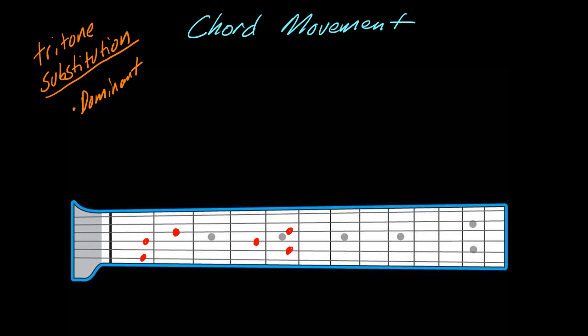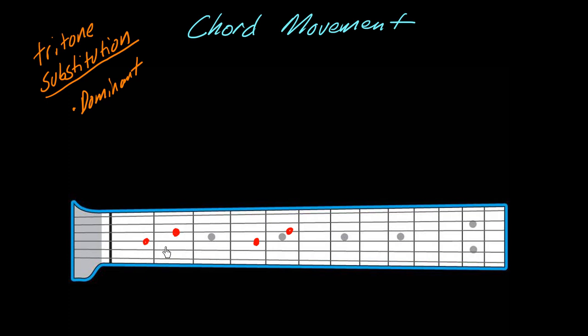So regardless if the dominant chord's root is on the E string or on the A string, I want you to see this. I'm going to take the roots out. Look at that. The pattern is exactly the same. You see?